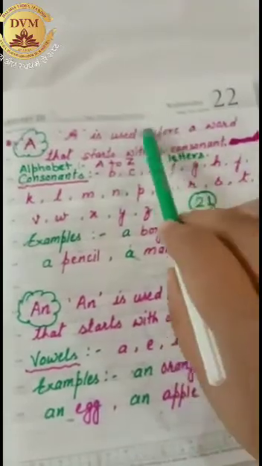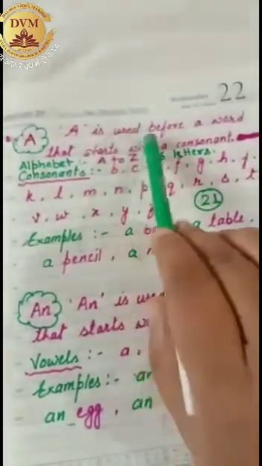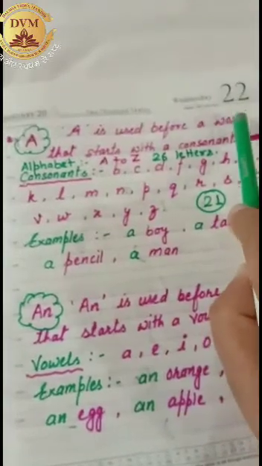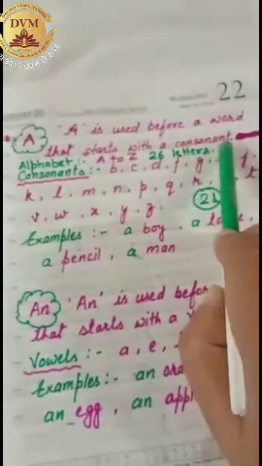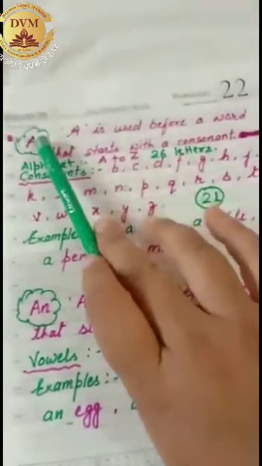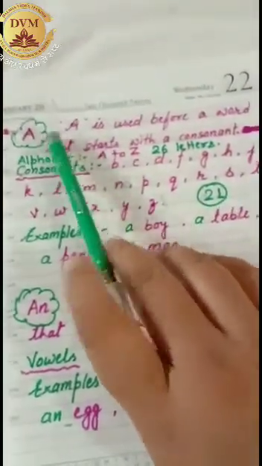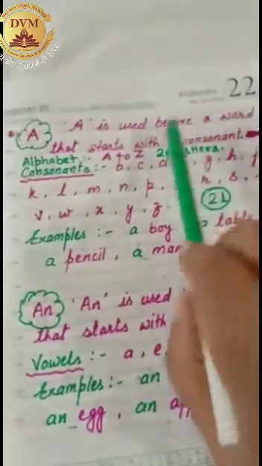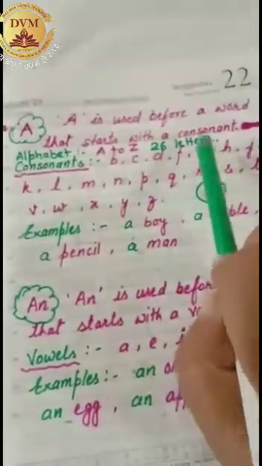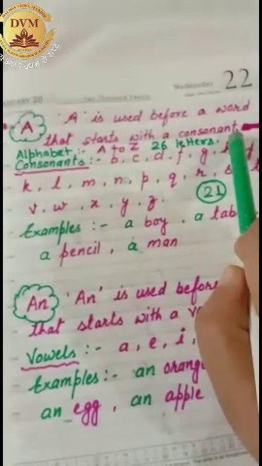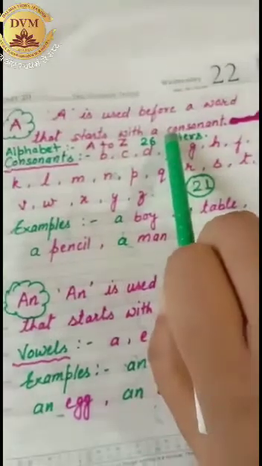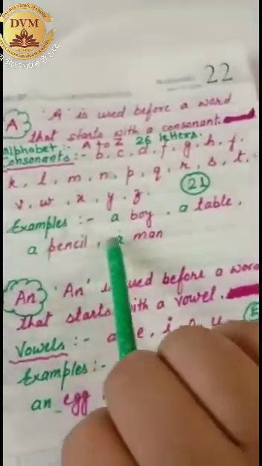Now come to the definition. A is used before a word. Means the word starting with a consonant letter, we use a before that. Once again, the word starting with a consonant letter you have seen here, we use a before that. Is it clear? Now example I have shown you here.